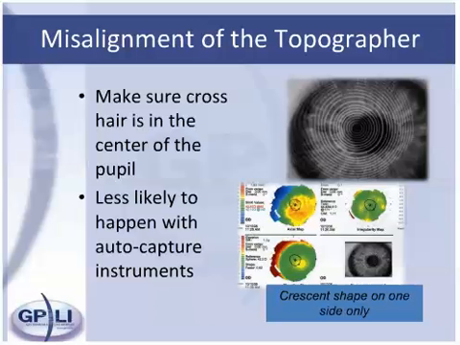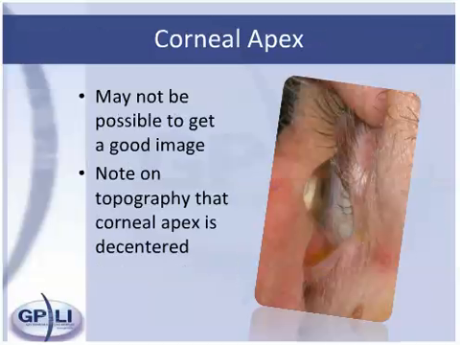Again, make sure that the crosshairs are in the center of the pupil. This is less likely with auto capture instruments. You can tell if the corneal topographer is misaligned. When you look at the maps, you will see a crescent shape on only one side of the pictures. In some cases, such as keratoconus or corneal transplant, the corneal apex may not be aligned with the topographer. In these cases, it may be extraordinarily difficult to get a good image.